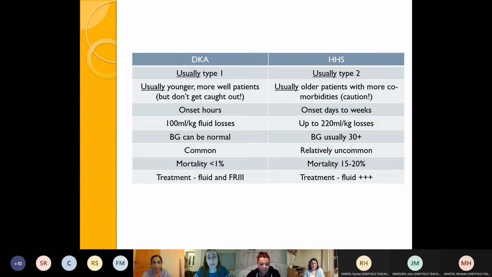So this is just a bit of a summary slide. I've underlined "usually" because, as I said, DKA can occur not necessarily in type 1s. Type 1s are usually younger, more well patients, but not necessarily. It's just being cautious, really. The important thing to remember is that with HHS, the fluid losses are unbelievably high, and the blood glucose will be really high as well. It's not that common, but we do need to identify it because there is a really high risk of mortality.